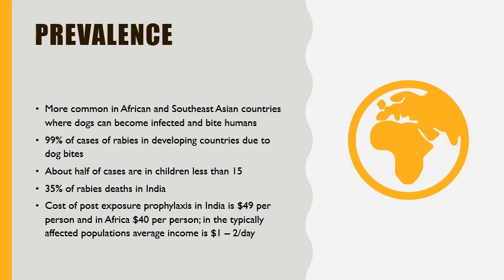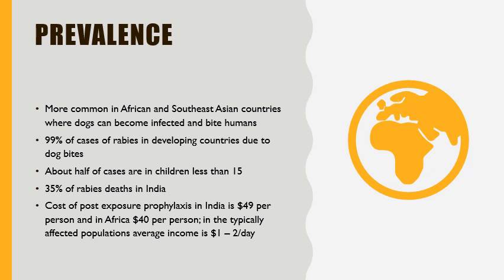In terms of prevalence, as I mentioned earlier, a lot of rabies occurs in developing countries. It's most common in Africa and Southeast Asia, like India. In these areas, there are a lot of stray dogs in slums, in impoverished communities. These stray dogs get rabies and then bite humans. And 99% of cases of rabies in these countries are due to dog bites. And then also, unfortunately, about half of those cases are in children less than 15 years old. 35% of rabies deaths in the world are in India.